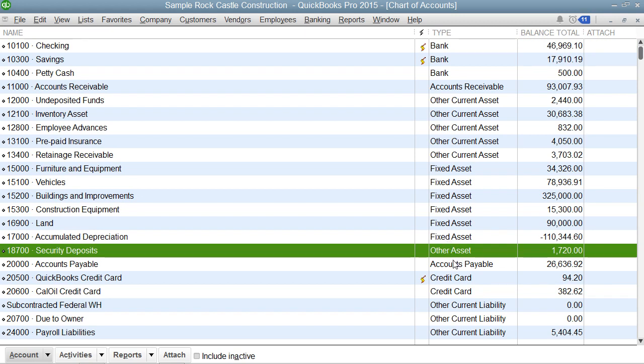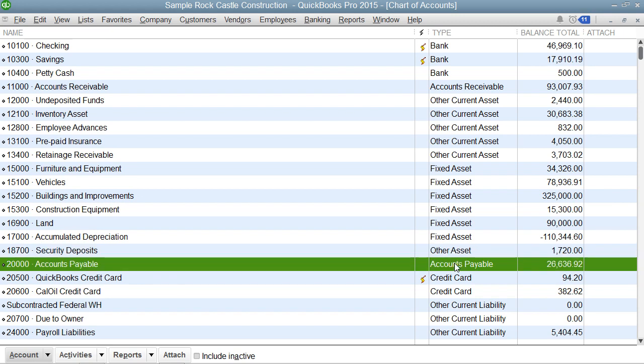Now liabilities are what you owe to others. The unpaid bills that you have are specifically referred to as your accounts payable. A liability can be a loan, an unpaid bill, or taxes that are owed.